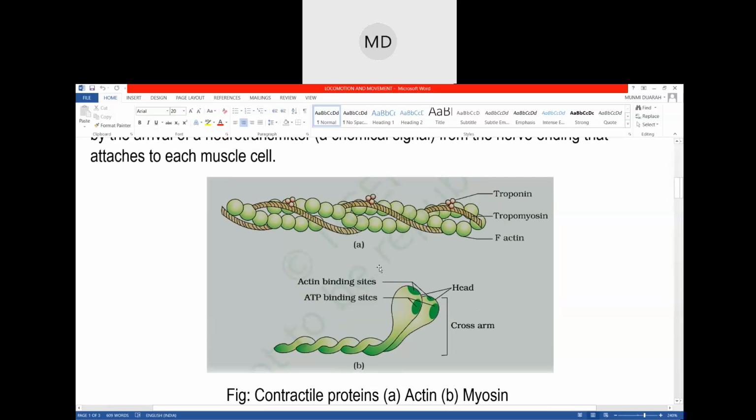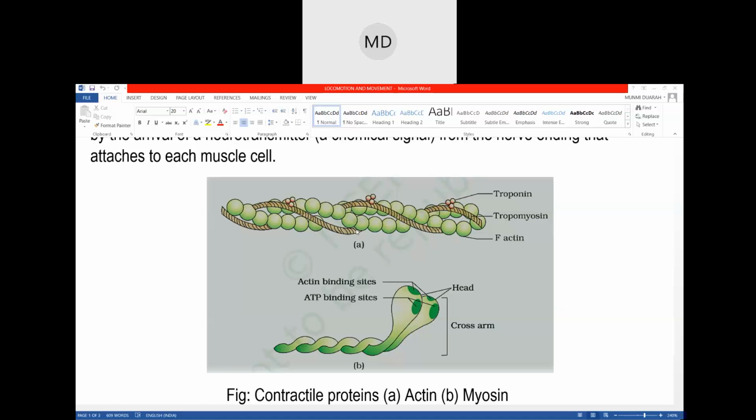You can see this diagram. These are contractile proteins, actin and myosin. Contractile proteins means they help in contraction of the muscle. That is why they are known as contractile proteins. So whenever it is asked to name some contractile proteins, you can write actin and myosin. This is the structure of actin and this is myosin. This troponin and tropomyosin are also proteins. Troponin is a protein, tropomyosin is a protein.